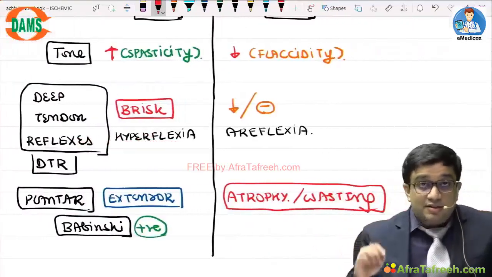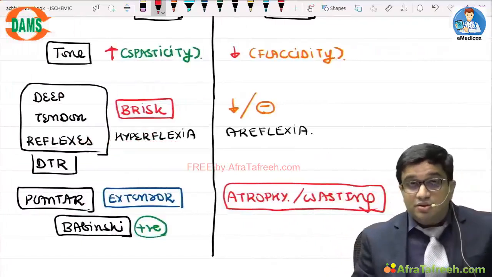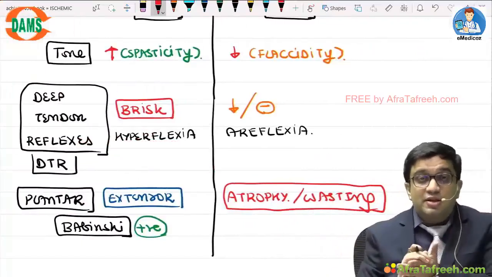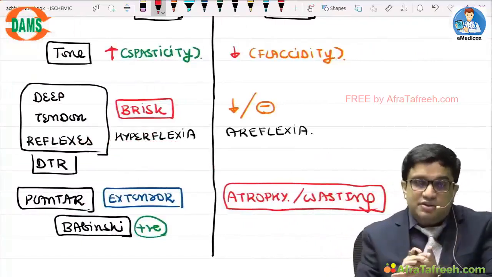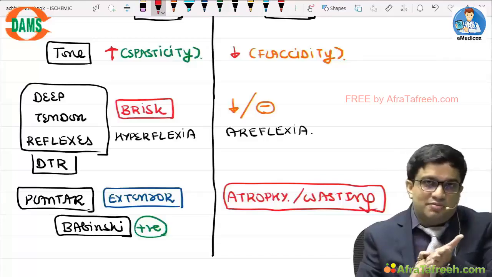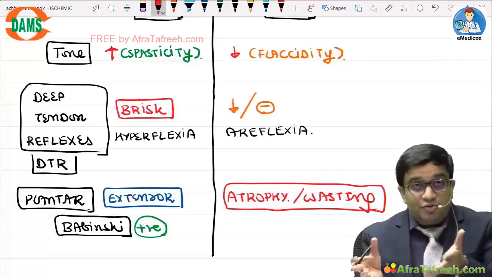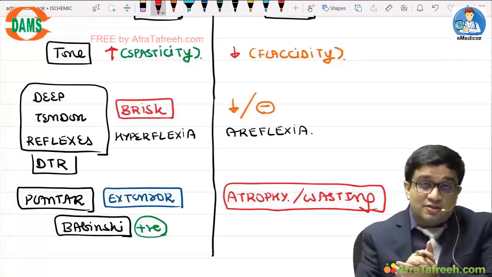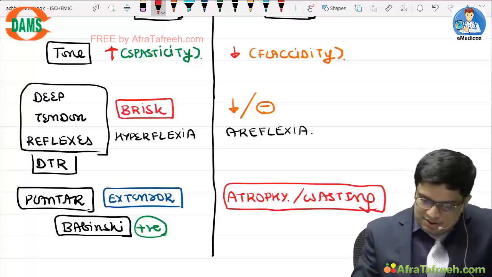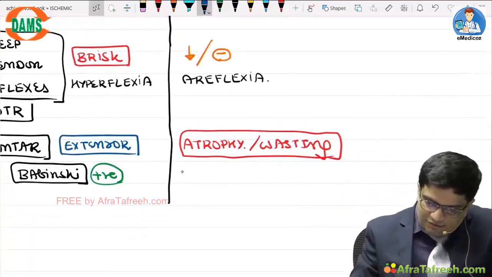I agree. Some of the students do tell me later on, sir, in UMN also I saw wasting. That will come quite late into the disease. So something which is early, more characteristic for LMN, atrophy or wasting characteristically seen, is always an LMN paralysis. One more thing happens. In LMN paralysis, we often find in our patient fasciculations.